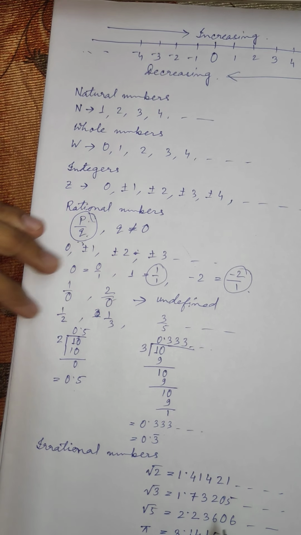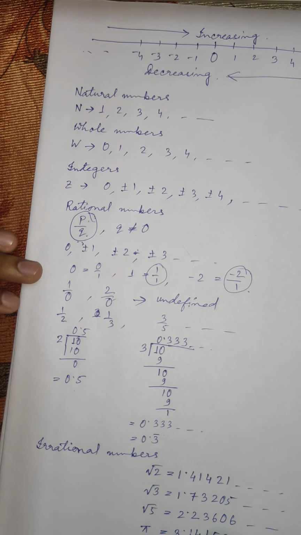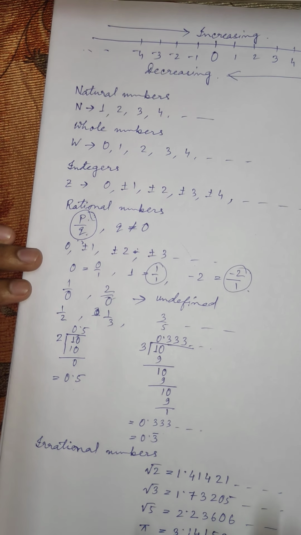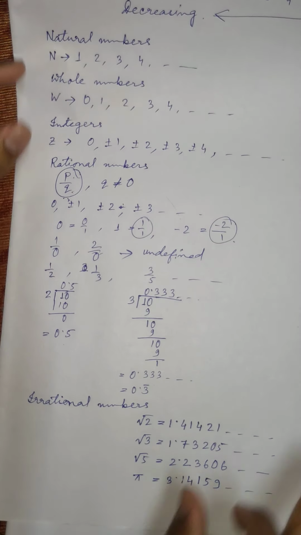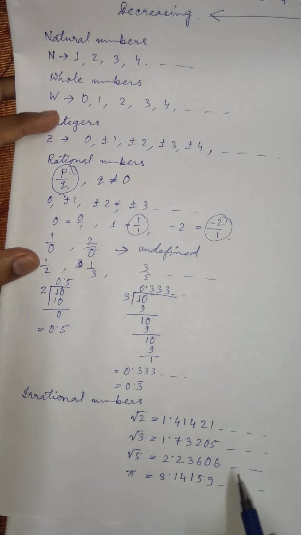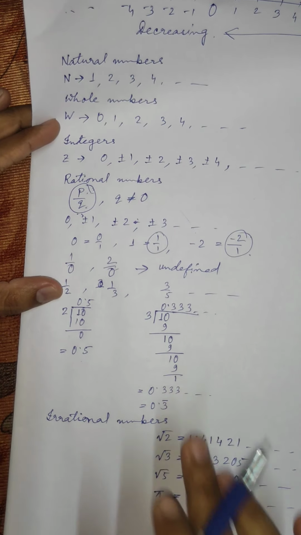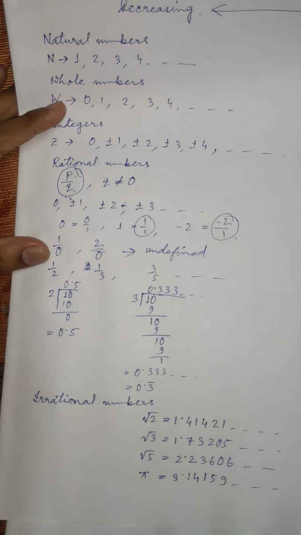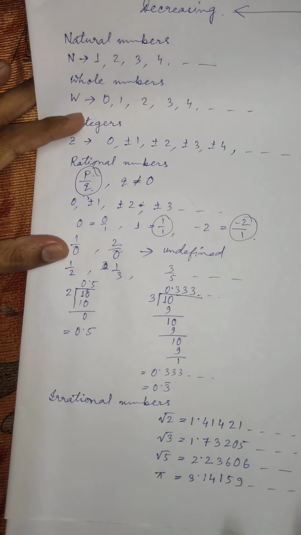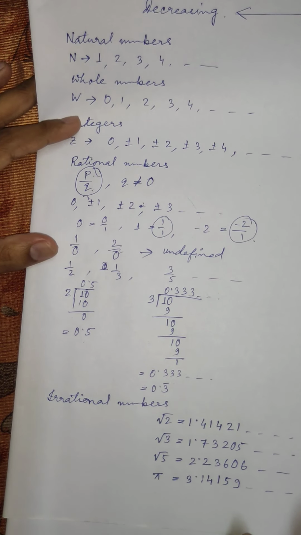Now you see, the decimal expansions of these numbers are non-terminating but non-repeating. These numbers are non-terminating and not repeating. But in rational numbers, we shall get repeating decimals. This is the difference. So the decimal expansion of irrational numbers is always non-terminating and non-repeating, or non-recurring.